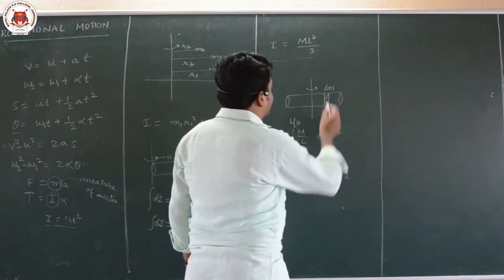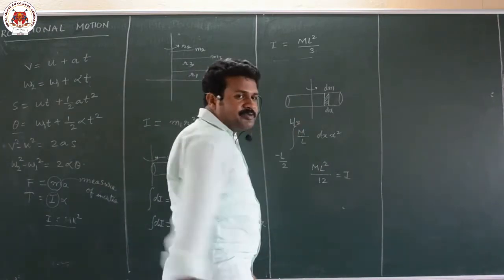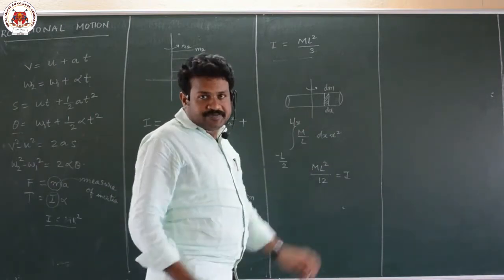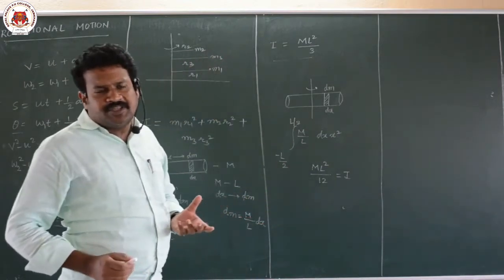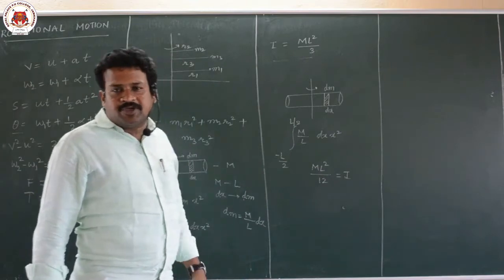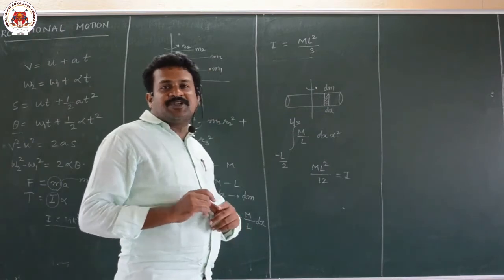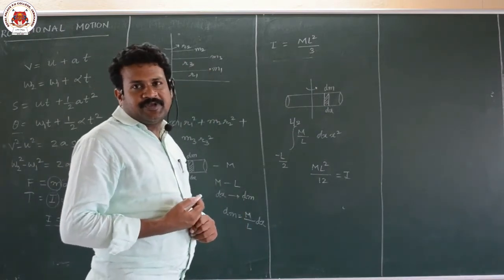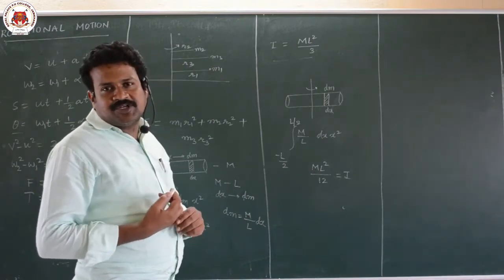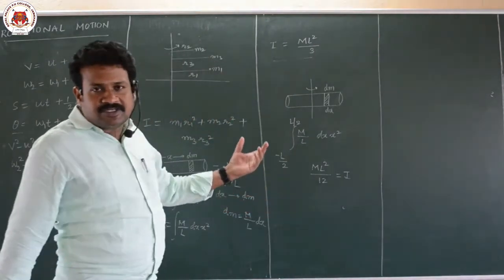Now you can observe ML square by 3 is greater than ML square by 12, so it is easier to rotate the rod from the center compared with the end. So moment of inertia depends upon the axis of rotation. For regular bodies, formulas have been given using the integration technique. For a rod from the center, it is ML square by 12. For a ring, it is MR square. For a disc, it is MR square by 2. For a sphere passing through the center, 2 by 5 MR square. For a hollow sphere, 2 by 3 MR square. You can see the list in your textbook.